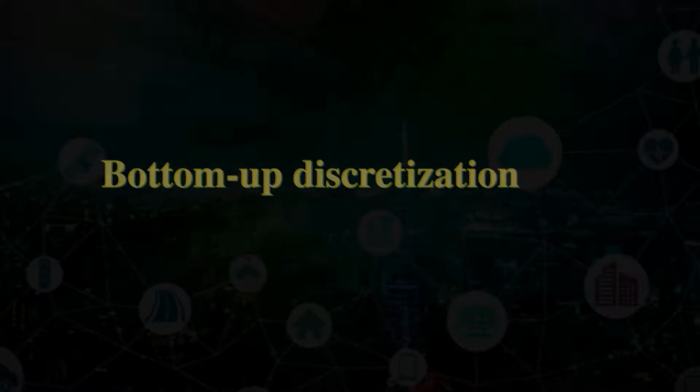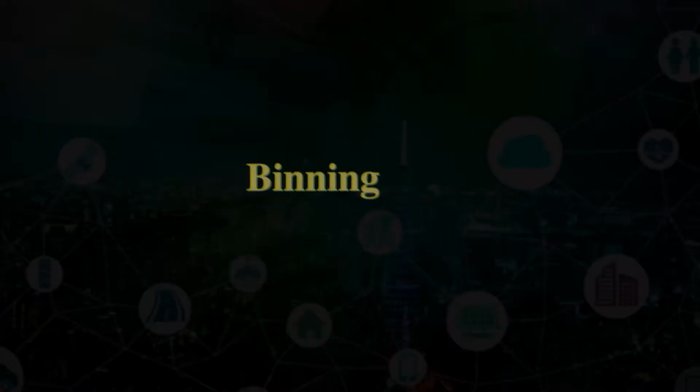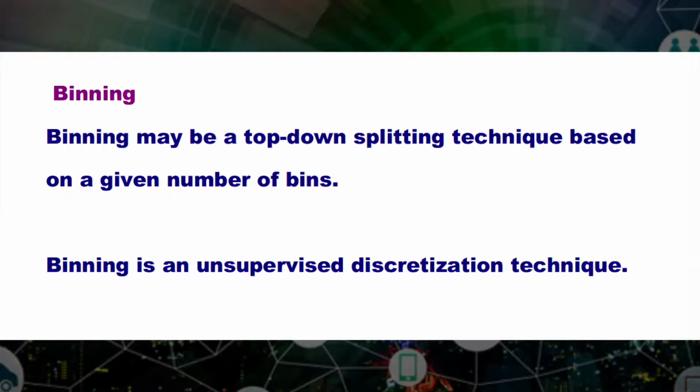The next technique is bottom-up discretization. This method starts by considering all of the continuous values as potential split points, and it removes some by merging neighborhood values to make intervals. Then it is called bottom-up discretization or merging. There are many typical methods, and those methods can be applied recursively. Next concept is binning. Binning may be a top-down splitting technique based on a given number of bins. Binning is an unsupervised discretization technique.